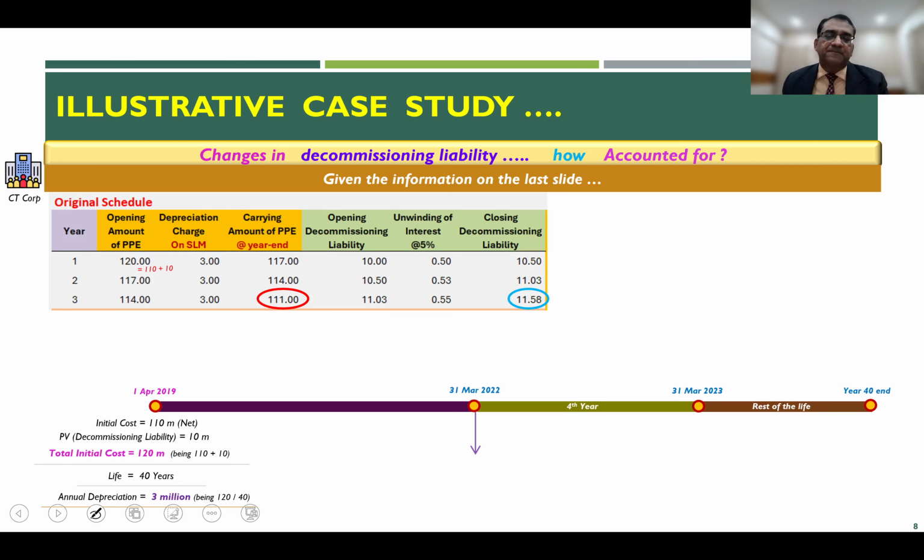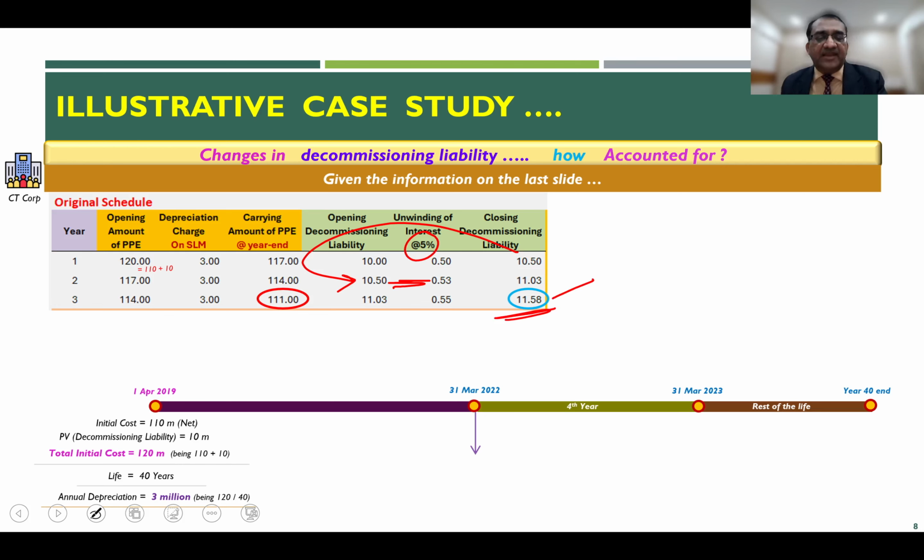What about the liability? Your decommissioning liability present value was 10 million. At 5%, now you have to do the unwinding. So 5% of this 10 million, 0.5 million, would be your interest unwinding. And therefore, the carrying amount of the liability at the end of year number 1 will be 10 million plus 0.5, 10.5. This 10.5 will become the opening liability for year number 2. Now you will record 5% of this 10.5 million as the unwinding. And therefore, the liability at the end of the third year will become 11.58 million.